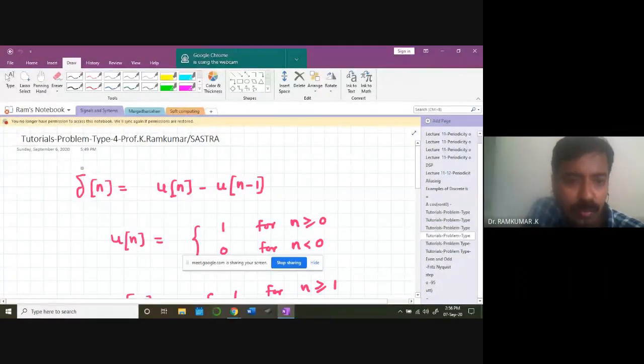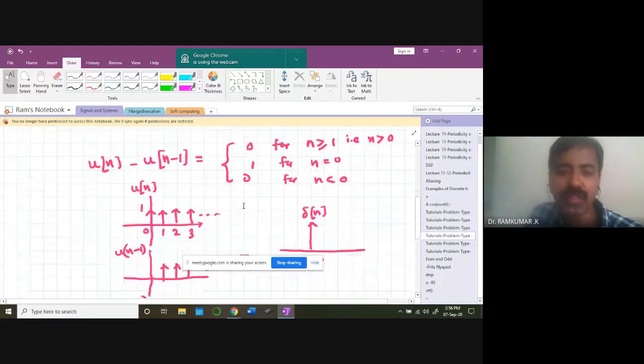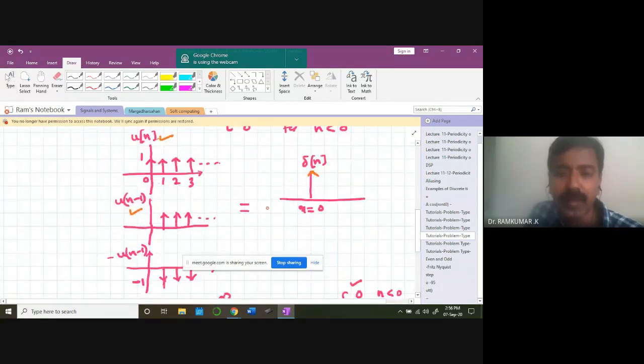You'll be asked to prove delta n is equal to u of n minus u of n minus 1. It can be easily understood. Easily you can visualize this. This is u of n. This is u of n minus 1. If I subtract these two, what do I get? I get only delta n, only one sample. So u of n minus u of n minus 1 is nothing but equal to delta n.